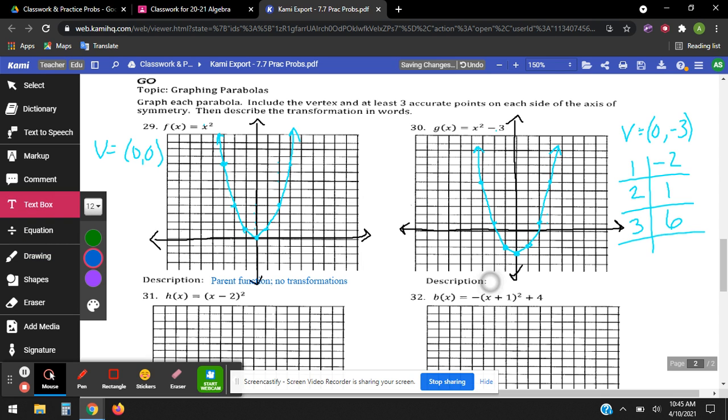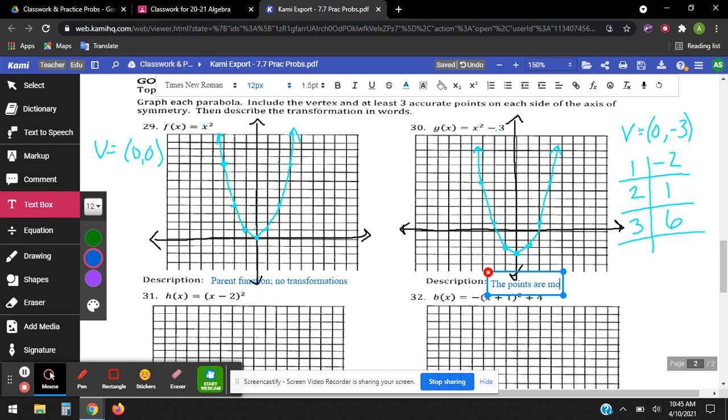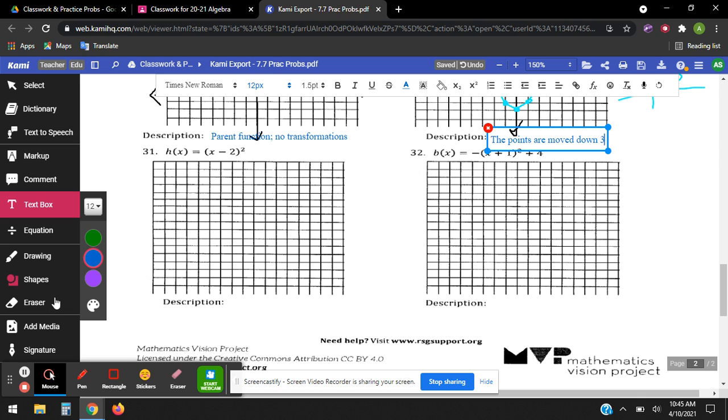For a description on here, points are moved down 3, right? Because there's no a, there's no stretch or dilation. We just moved our vertex down 3. Next one.